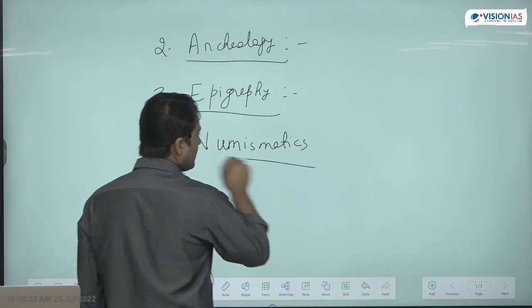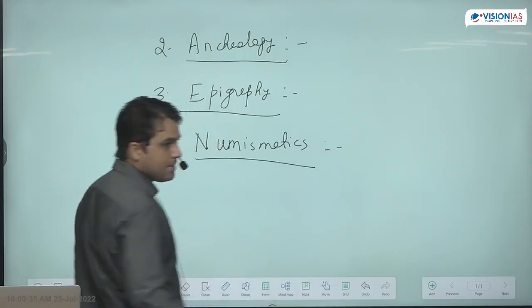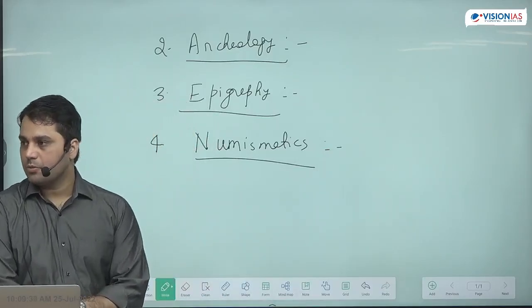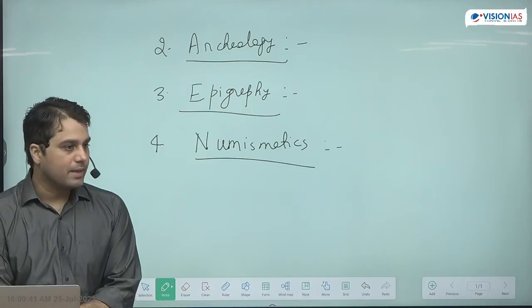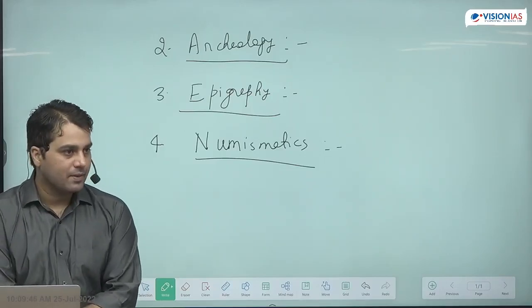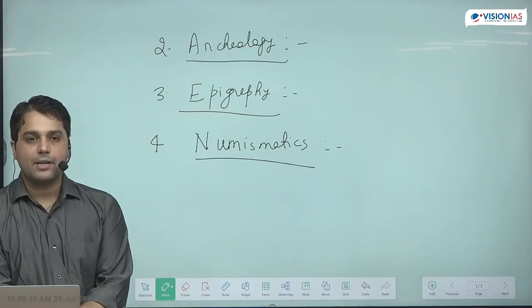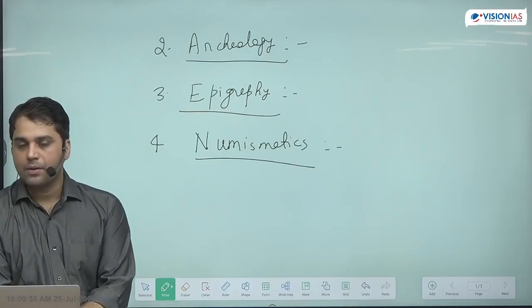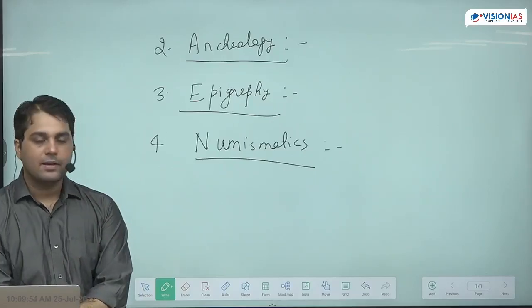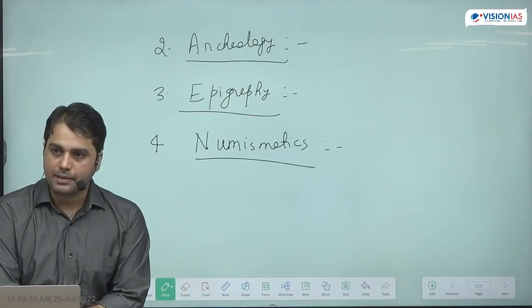Now numismatics is very, very useful to understand the economic history. So for example, if there is a prosperous kingdom, we will find a lot of coins there, depending upon how pure those coins are. For example, we find that during the Kushana period the gold was the purest gold. The best gold found from anywhere was found during the Kushana period.